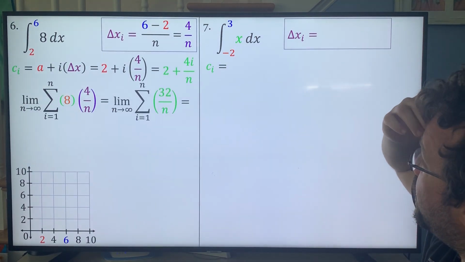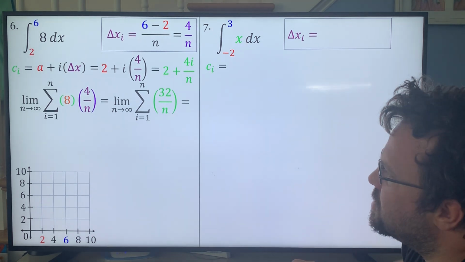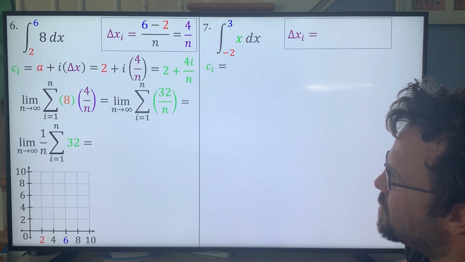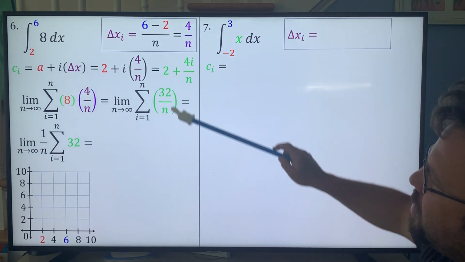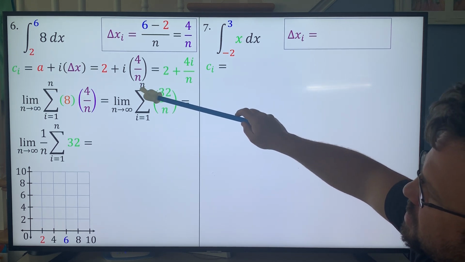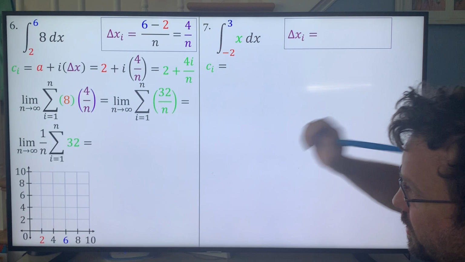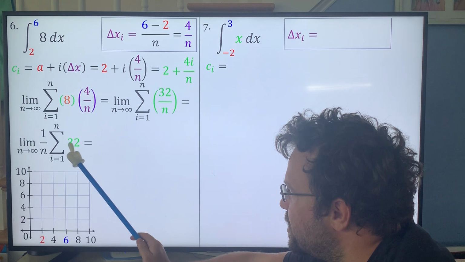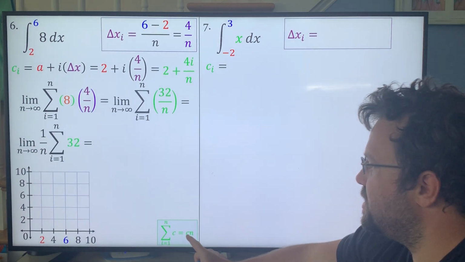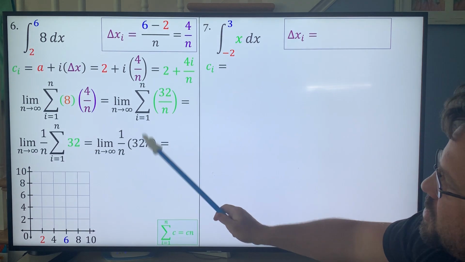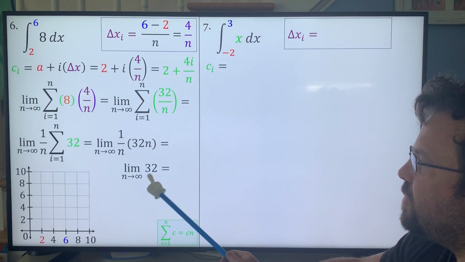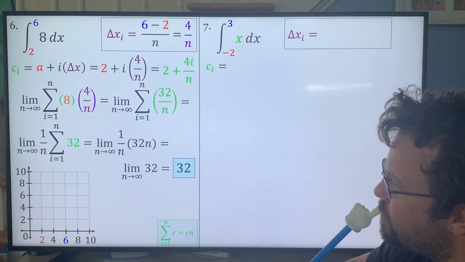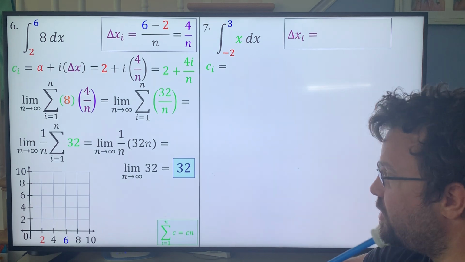8 times 4 is 32 over n. Now watch what happens here. What's our answer? 32. Why? Because 32 over n times, we're going to pull out a 1 over n. Sorry, I jumped ahead. And then the sum of 32 is 32n, right? Because the summation of a constant is the constant times n. So it's 1 over n times 32n, which is the limit of 32. Because there's nothing to plug the x into, or the n into, your answer is 32. Got it? That's pretty easy.